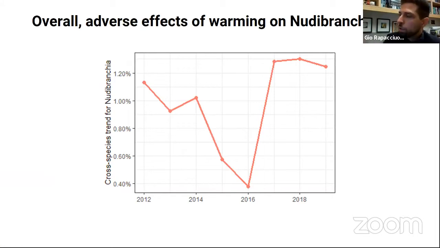However, I just wanted to caution against thinking that the warm blob was good for nudibranchs in general. This is the pattern across all nudibranchs statewide. So we've combined the reporting rate for different nudibranchs here, an idea of their population size. And we see that actually in 2015, 2016, the overall rate of observation of different nudibranchs went down, which means that generally the same nudibranchs were being observed, and there was a lesser diversity than usual.